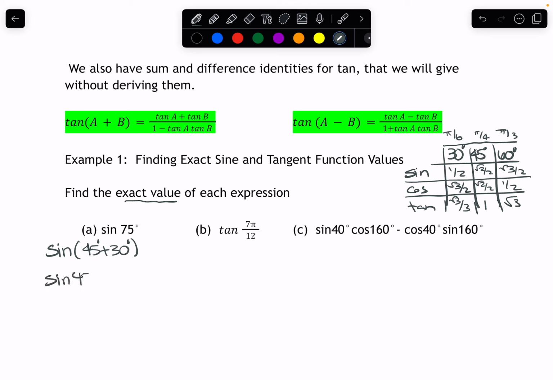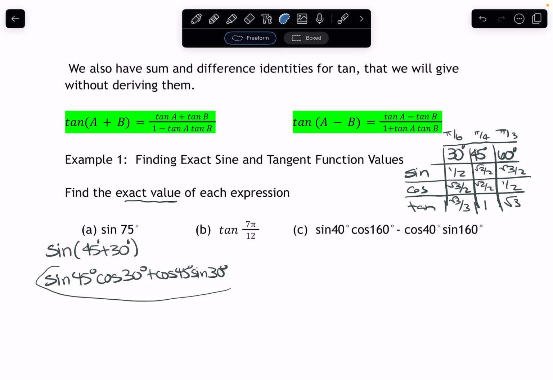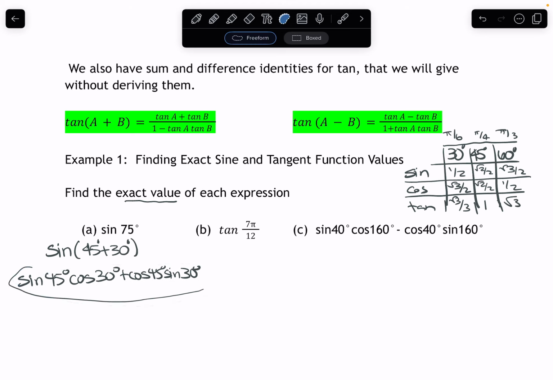By the sum identity for sine, that's the sine of 45, cosine of 30, plus the cosine of 45, times the sine of 30. I'm going to go ahead and move this to the side so I have a little bit more room to work.